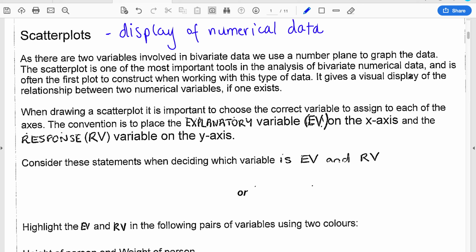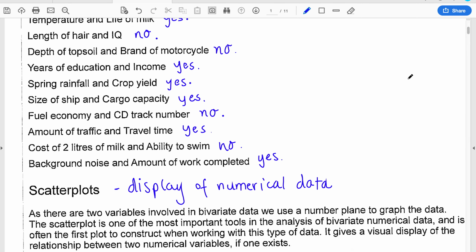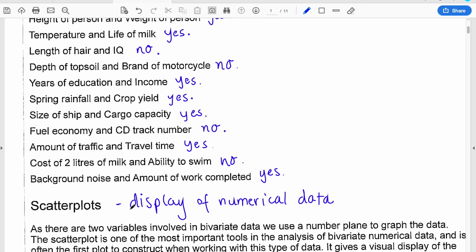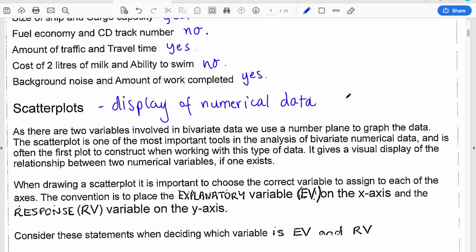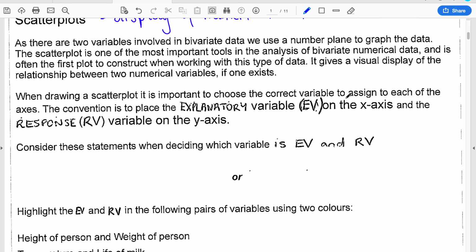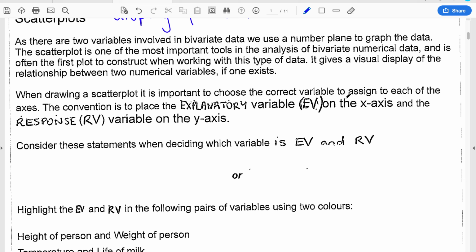And one of the good things about a scatter plot is it is going to tell you whether there is a relationship or not. So this question that we're asking up here, if you actually have the data and put it onto a scatter plot, you'll be able to decide whether you think there is a relationship. Okay, so when you are drawing a scatter plot, really important that the correct variable is assigned. So I'm just going to underline that. You can highlight it if you like, to each of the axes.